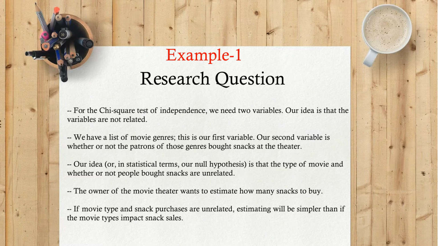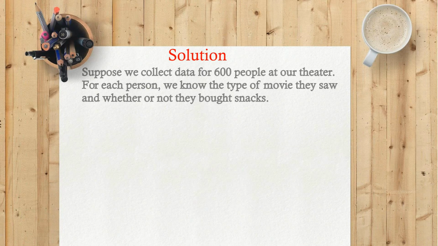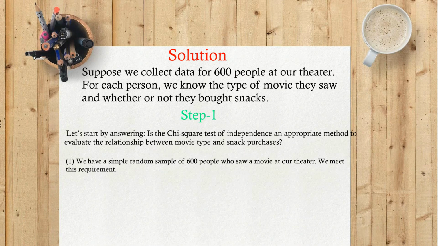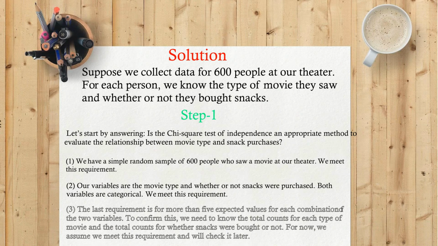Our idea, or, in statistical terms, our null hypothesis, is that the type of movie and whether or not people bought snacks are unrelated. The owner of the movie theater wants to estimate how many snacks to buy. If movie type and snack purchases are unrelated, estimating will be simpler than if the movie types impact snack sales. Solution. Suppose we collect data for 600 people at our theater. For each person, we know the type of movie they saw and whether or not they bought snacks.